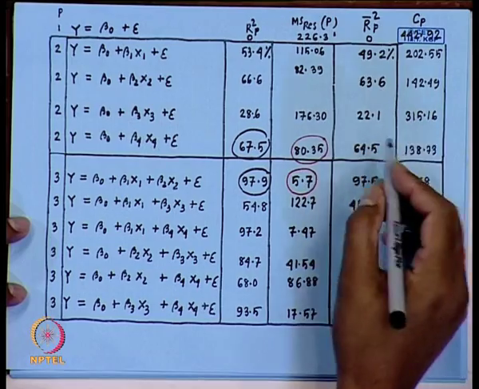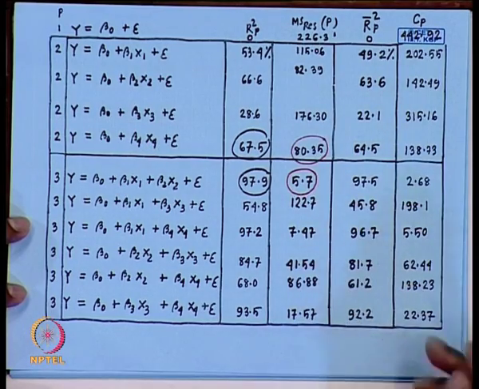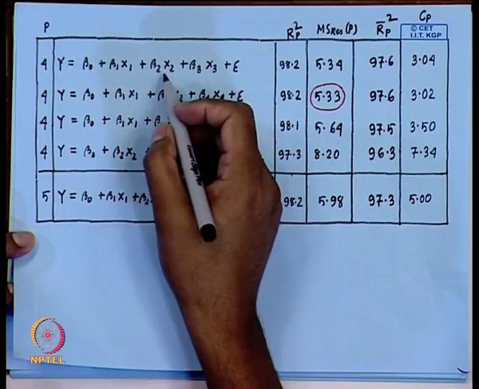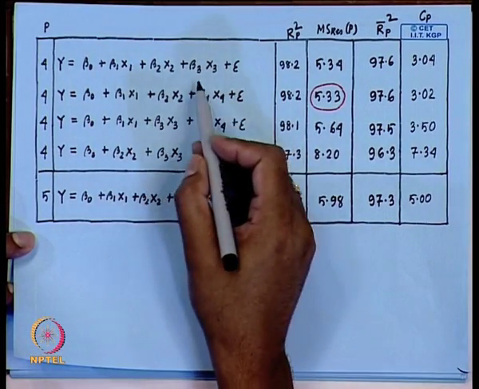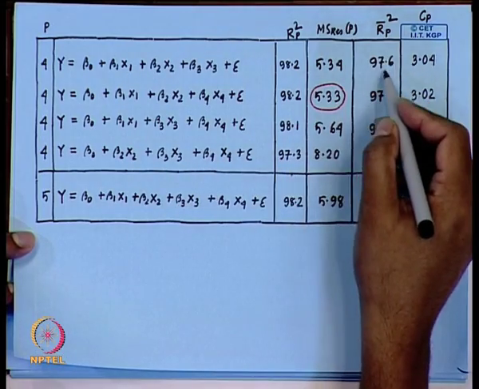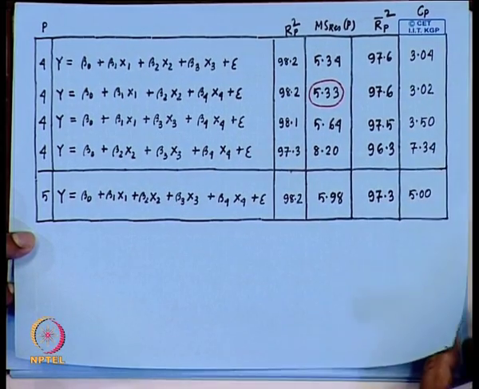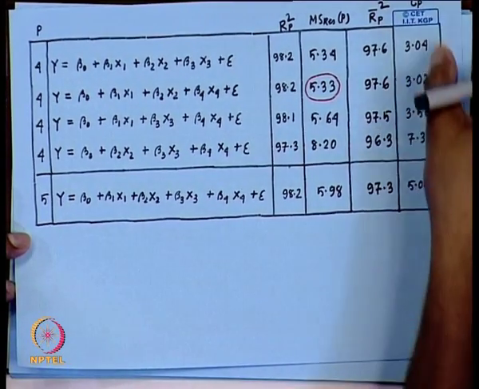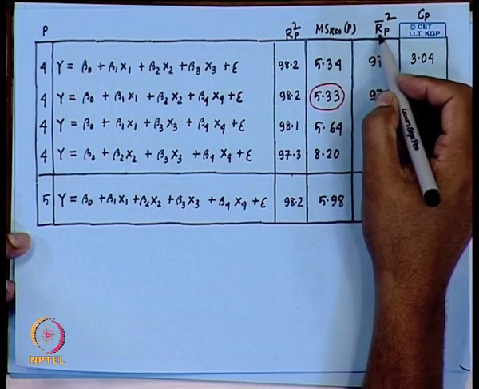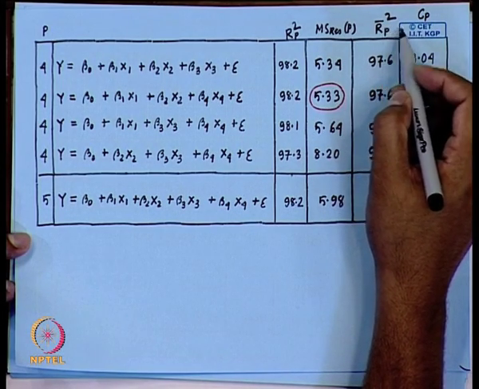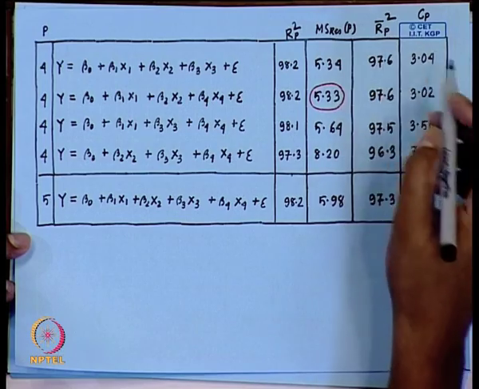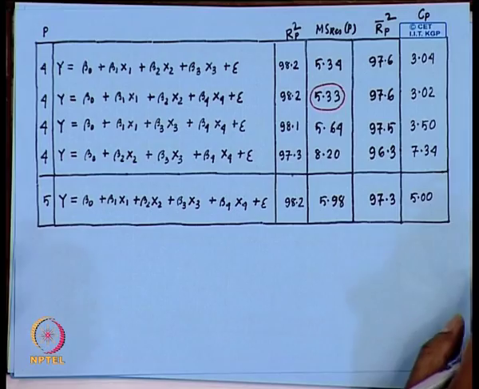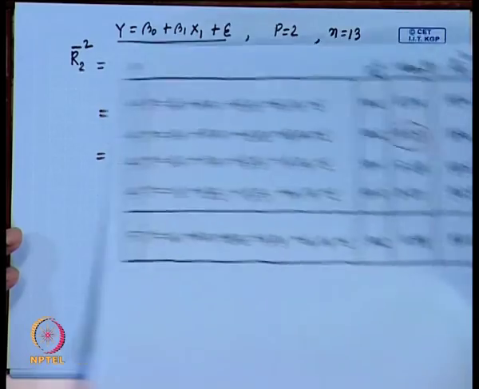Okay. So, similarly, you fit the second model and you will get the value of the adjusted coefficient of multiple determination. Similarly, you do for all the models involving 3 regressors and 4 regressors. These are the values. Well, so what we do is that we plot the adjusted coefficient of multiple determination against the value of p.